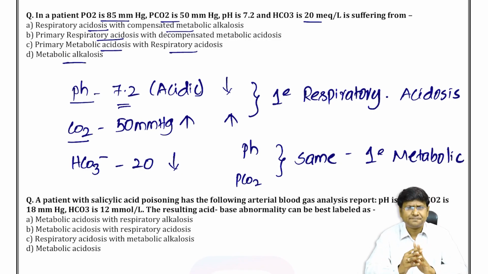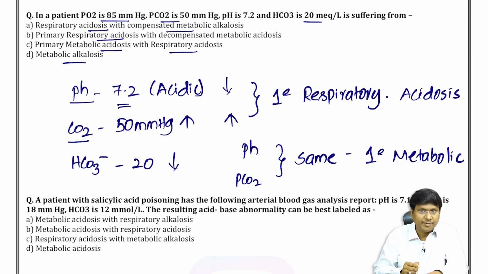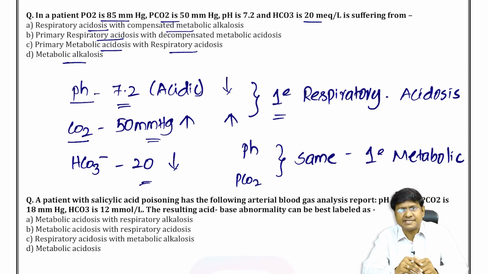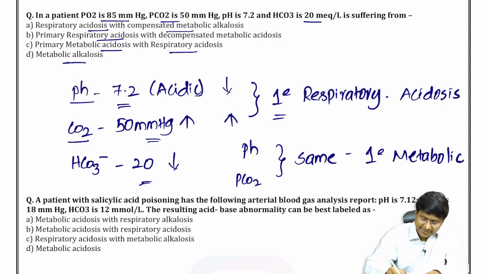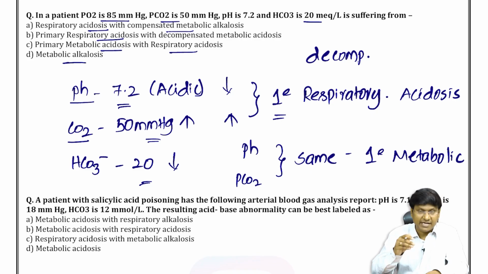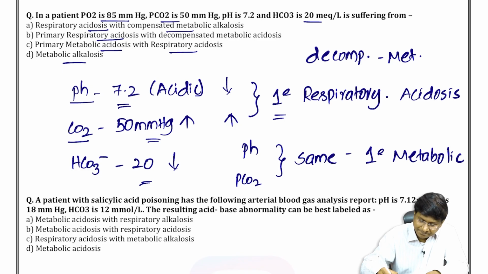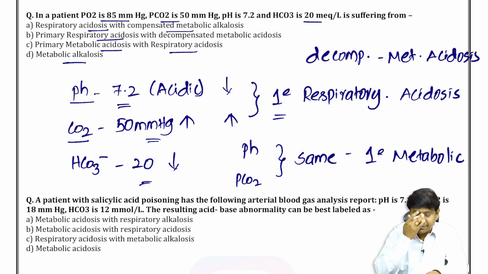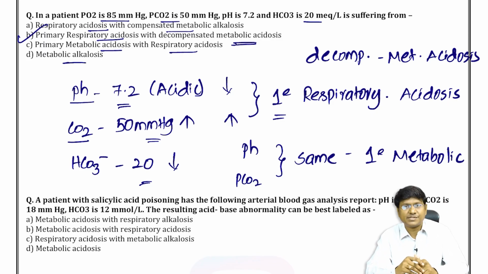Now, based on this, what is the correct option here? The pH is reducing and carbon dioxide is increasing. So it is a primary respiratory acidosis. And in response to the carbon dioxide, is your bicarbonate changing in the same direction? No, it is not changing in the same direction. That means it is decompensated. Bicarbonate is reduced, and when bicarbonate is reduced, we call this metabolic acidosis. So the correct answer here is primary respiratory acidosis with decompensated metabolic acidosis.